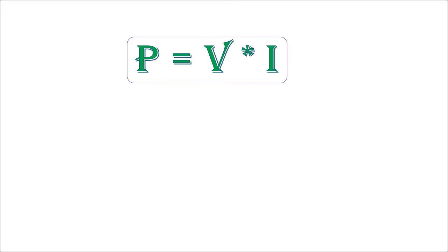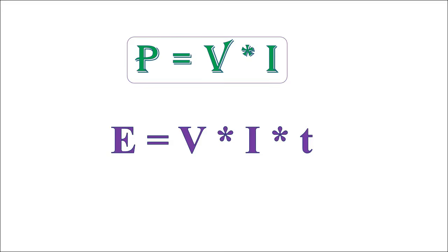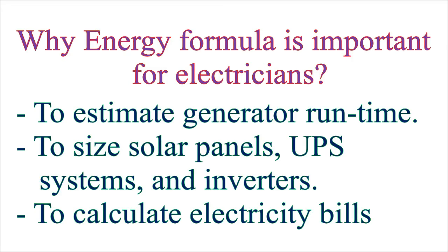Since power equals voltage multiplied by current, we can also write E equals V times I times T when voltage and current are constant. Electricians use it to estimate generator or battery runtime. Engineers use it to size solar panels, UPS systems, or inverters, and customers use it to calculate electricity bills. 1 kilowatt hour is 1000 watts used for 1 hour.